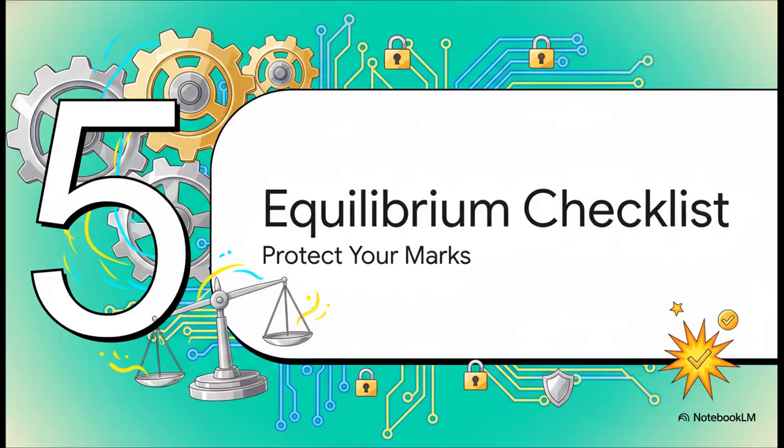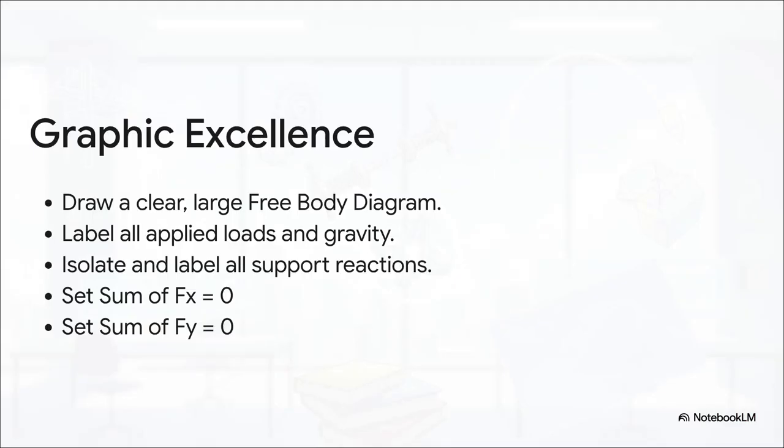Finally, Section 5, the equilibrium checklist. Before you even think about moving on to the next question in the exam hall, you've got to run through this. Let's quickly run through the graphic excellence checklist. First off, draw a clear, large, free body diagram. Please do not sketch a tiny little doodle in the margins. Make it take up half the page.